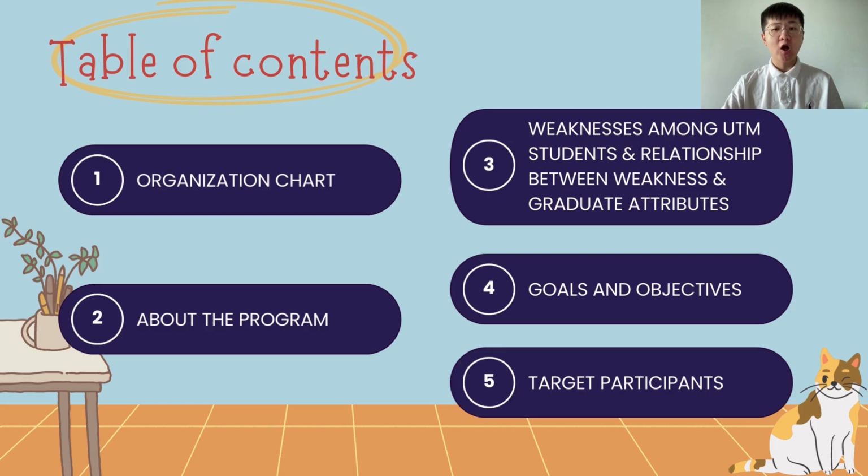Our group video presentation mainly consists of 11 parts. The first part is organization chart. The second part is about the program. The third part is weakness among UTM students and the relationship between weakness and graduate attributes. The fourth part is goals and objectives. And the fifth part is to get participants.